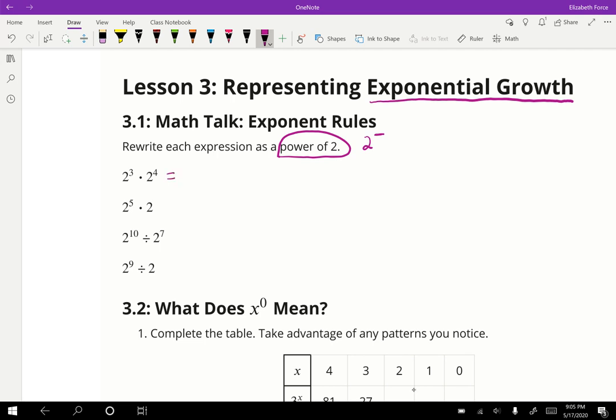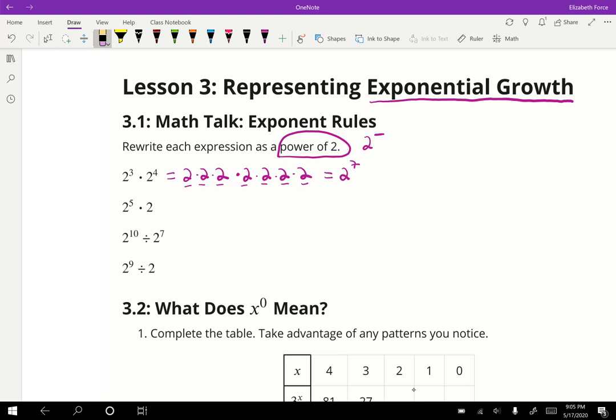If I had to expand that out and then recondense it, it would look like 2 times 2 times 2 for the first one, and then another 4 for this second expression. And then if we were to condense this all back together, this is going to turn into 2 to the 7th power, because there's 1, 2, 3, 4, 5, 6, 7.